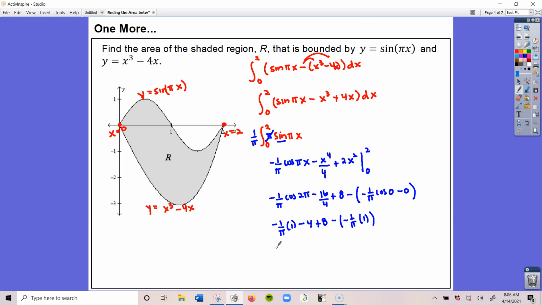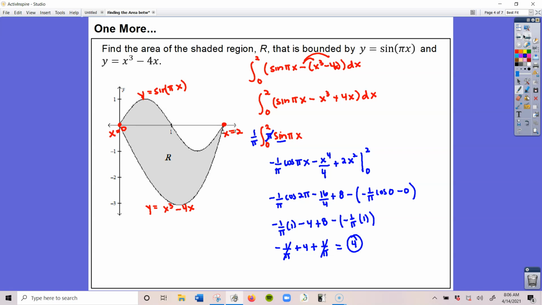Now let's simplify this. So negative 1 over pi minus 4 plus 8 is plus 4, minus negative 1 over pi, so plus 1 over pi. These 1 over pi's end up canceling. So my final answer is 4.